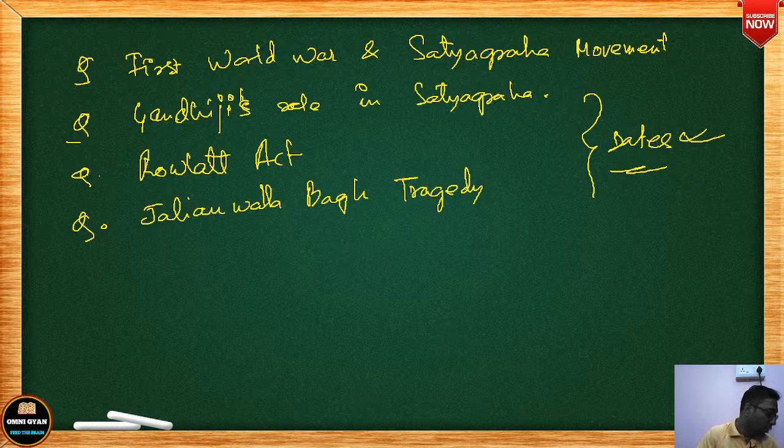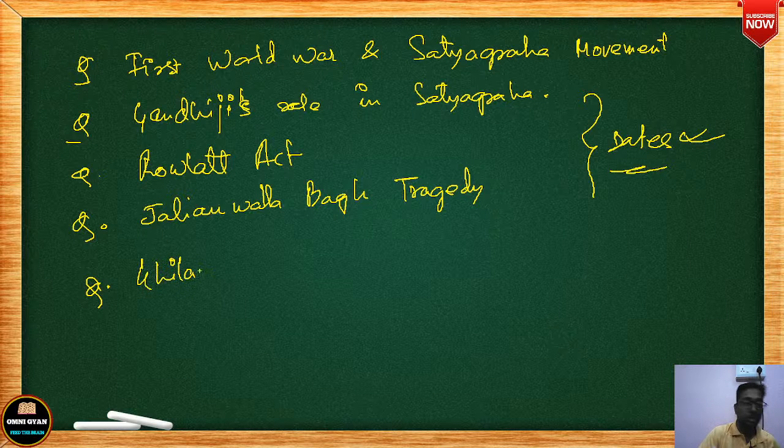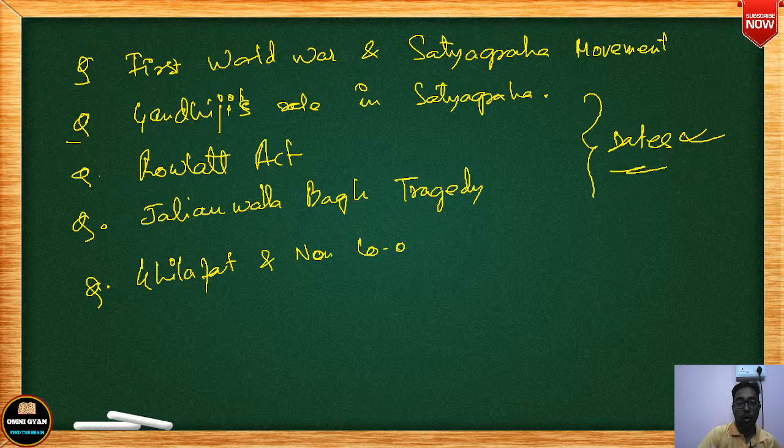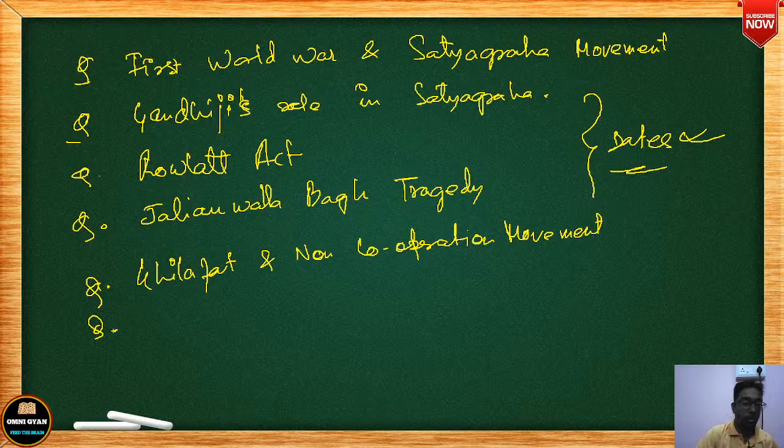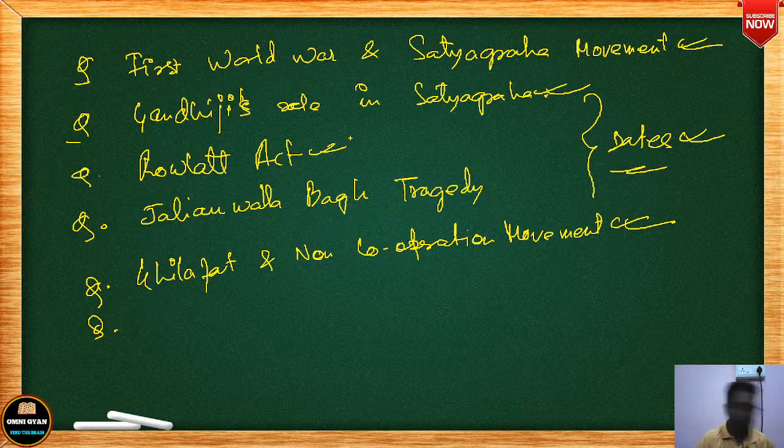Khilafat and non-cooperation movement, very, very important. Page number 27. You study very nicely, all the points. I find this very important. Gandhiji's role in Satyagraha movement, Rowlatt Act, I find these questions very important. Yes, I'm coming to that also. I'm coming to everything, even Dandi March and all these things.